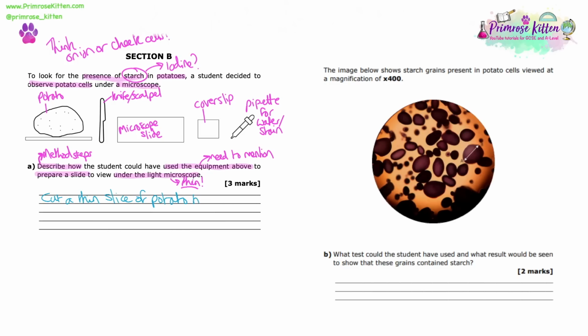So that's all I'm going to do. I'm just going to write these out in 3 steps because it's 3 marks, so that makes sense. So cut a thin slice of potato tissue and lay it on the microscope slide. Make sure to say the word thin.